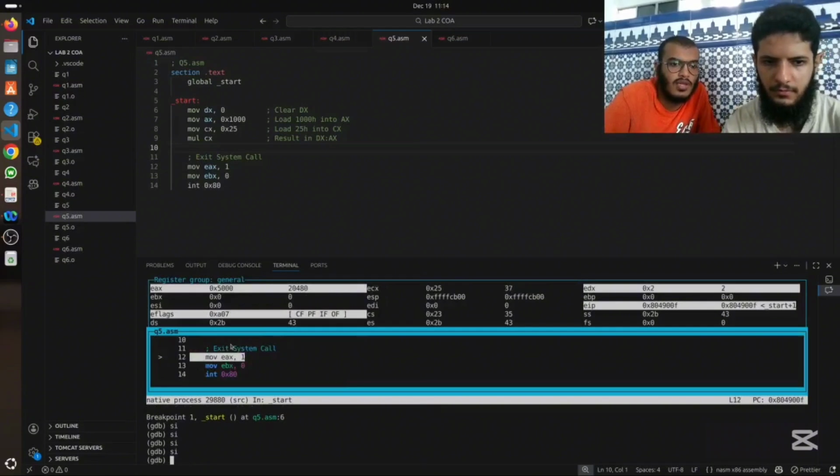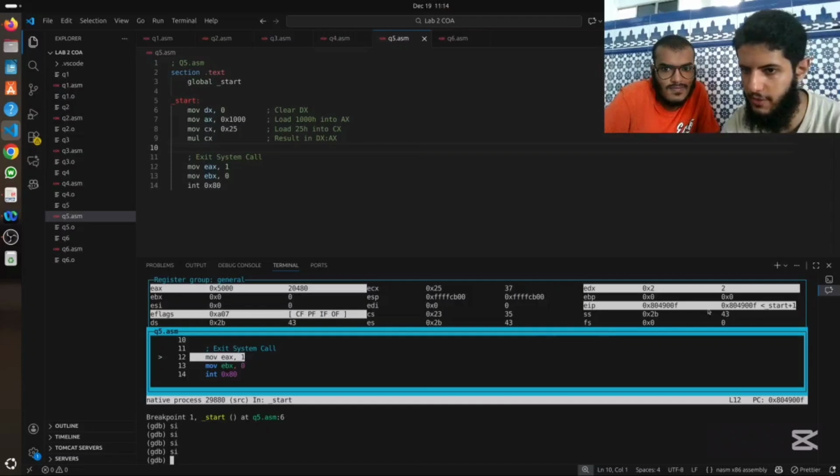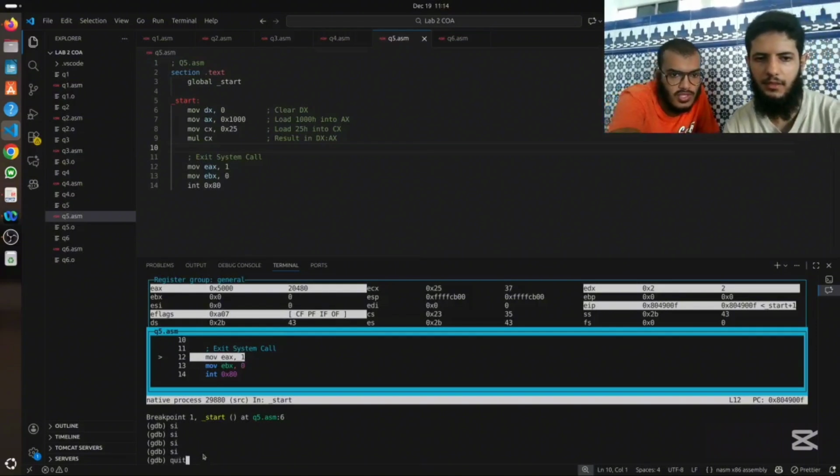So now look at the EX. In the white lines, as you can see here, in the register group general, you can see the EX and the EDX. It's 2 hexadecimal, with the 5 it's going to be 25,000. So look at the EX, which is the normal number, and then the DX, the final one, is going to be 2. Okay, thank you very much.